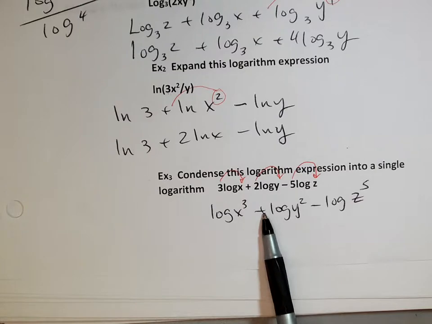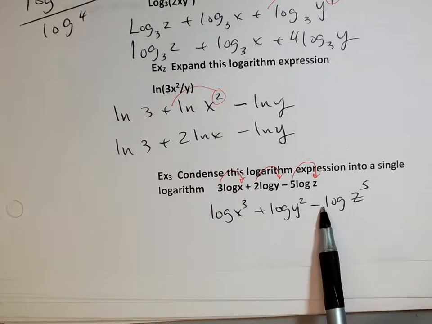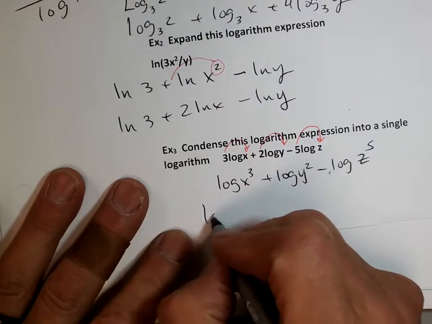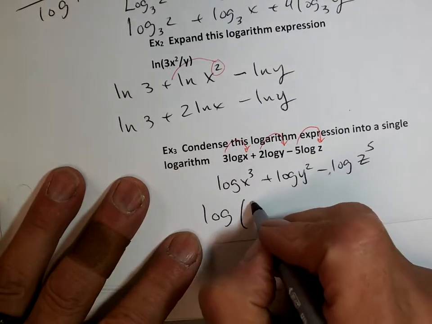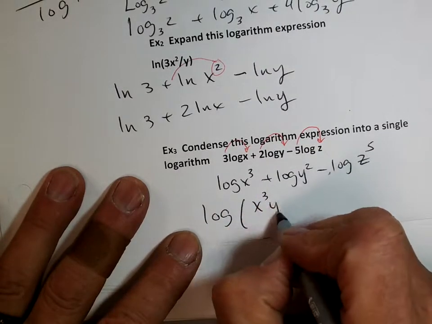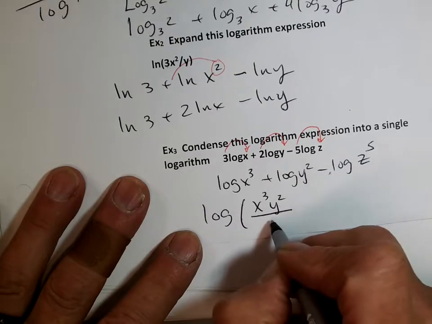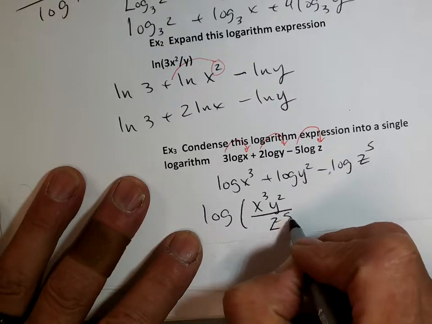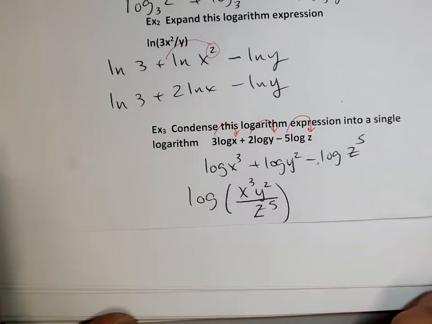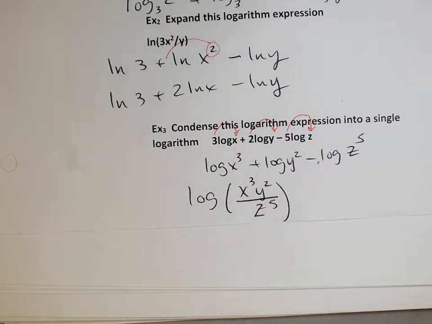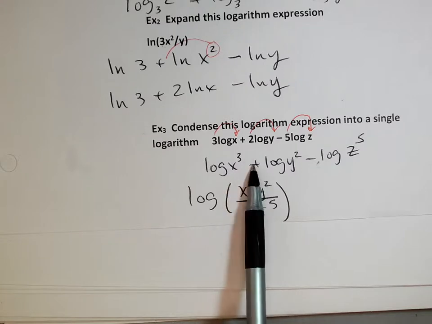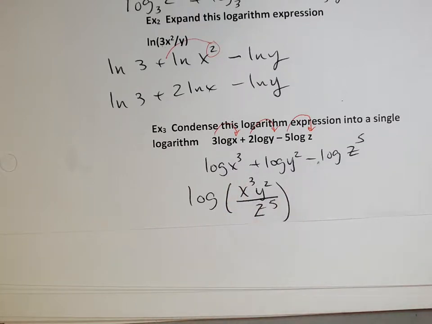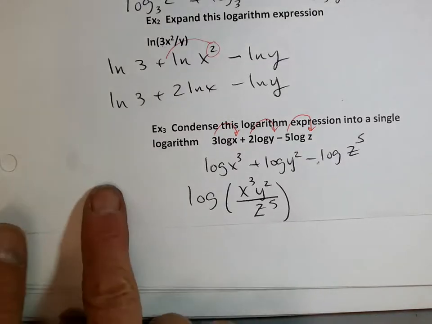I see a plus, so I make it a times. I see a subtract, so I make it a divide. So I'm going to go log of x cubed y squared divided by z to the 5th. That's all I got to do. Here's my times, which was a plus. Here's my divide, which was a subtract. Thumbs up. It's actually pretty easy. Would you agree? Not too bad, okay? Logarithm can't be hard, okay? You ready to turn the page? Everybody good with me? All right, let's go ahead.